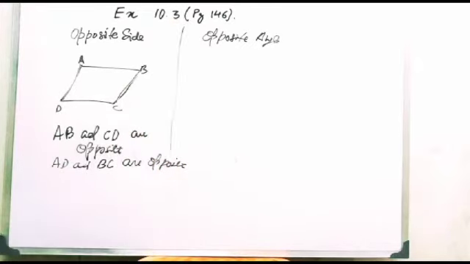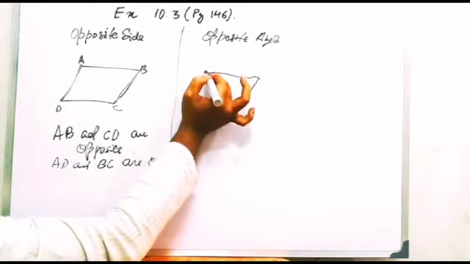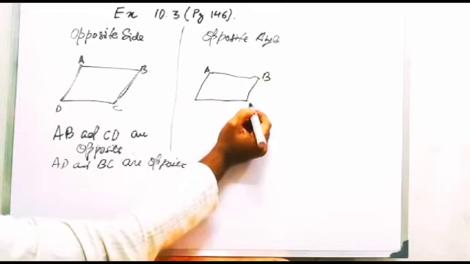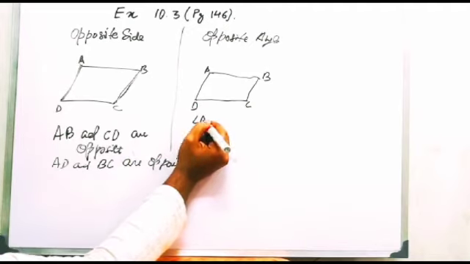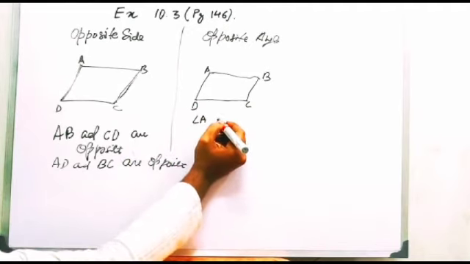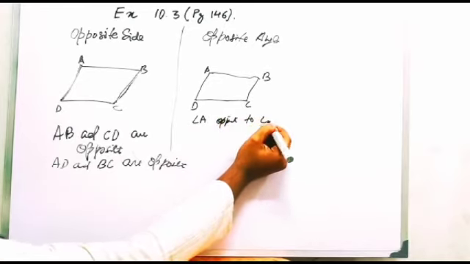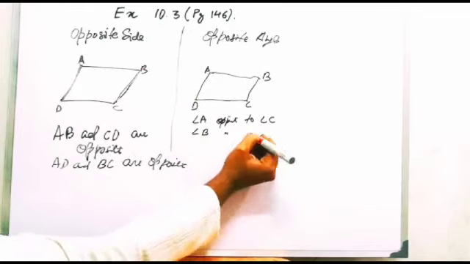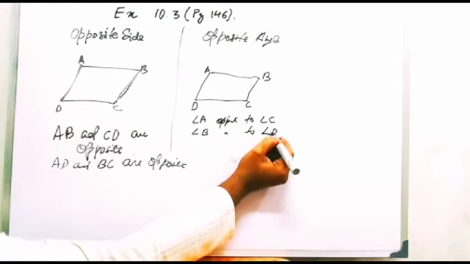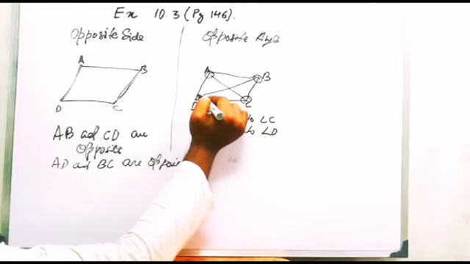Now we will discuss about opposite angle. Again, look at the given figure. A, B, C, D. Here angle A is opposite to angle C and angle B opposite to angle D. So this angle is opposite to this angle and this angle is opposite to this angle.